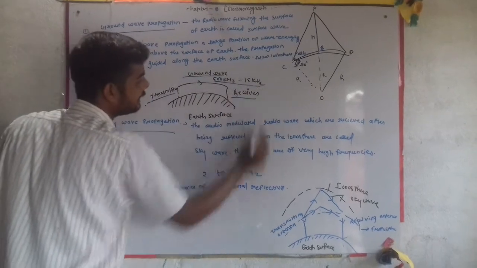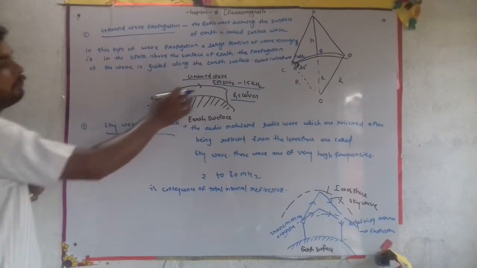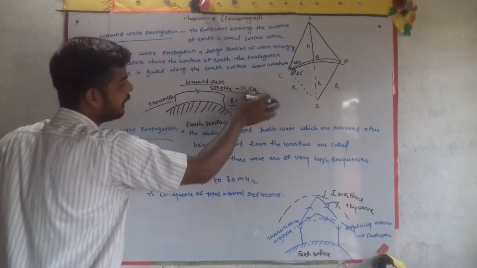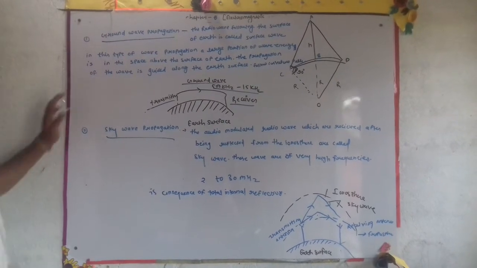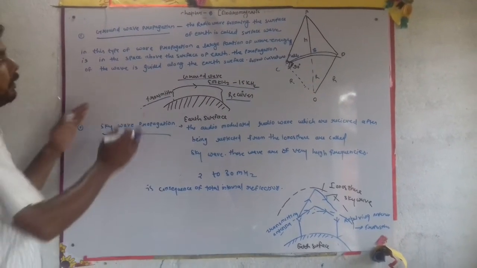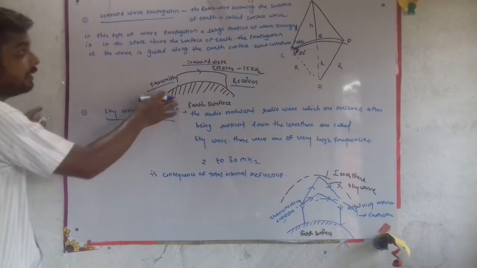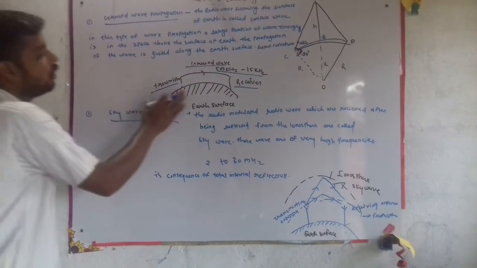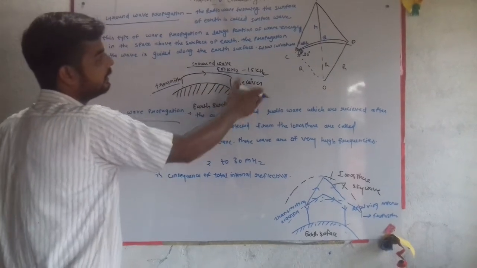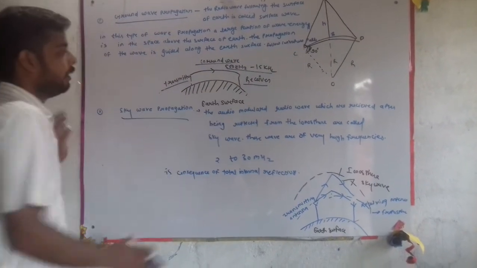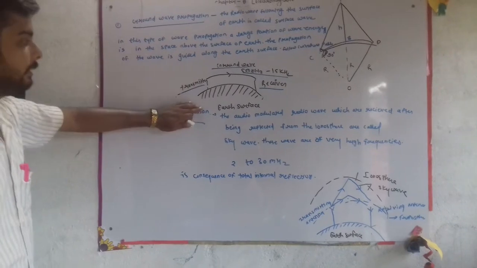Ground wave frequency is 500 hertz to 15 kilohertz. So this is ground wave propagation: the radio wave following the surface of the earth, and this type of wave propagation follows the curvature path. This is our ground wave, or we can call it a surface wave.